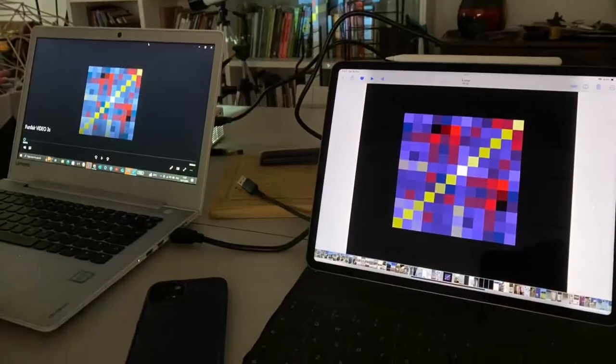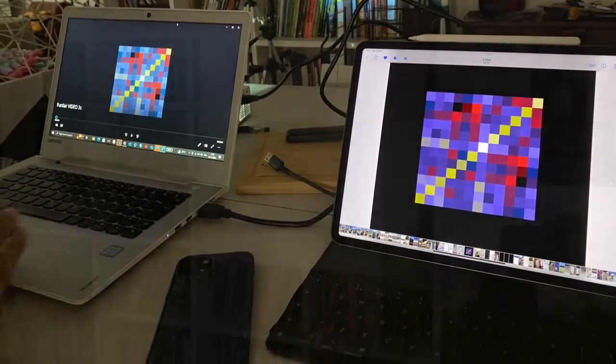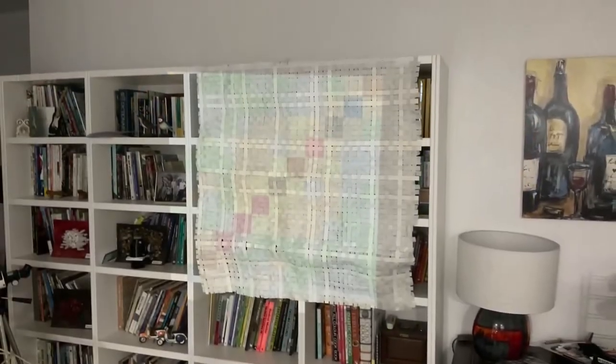And I also did some analysis of some audio files that I recorded all around the town, and I'm looking now at how I can project those computer visualizations onto these weavings with dissimilar materials.